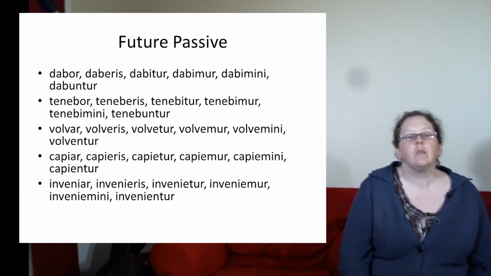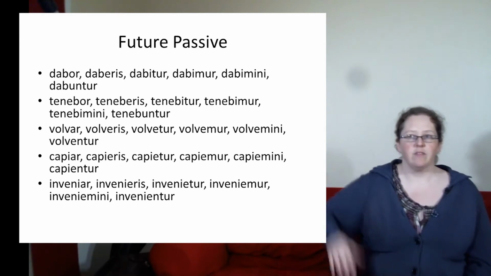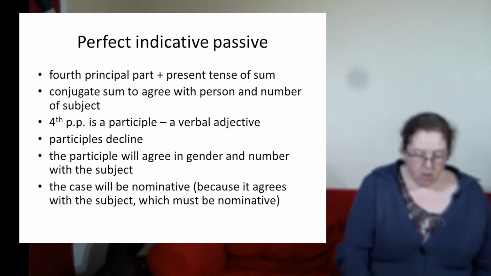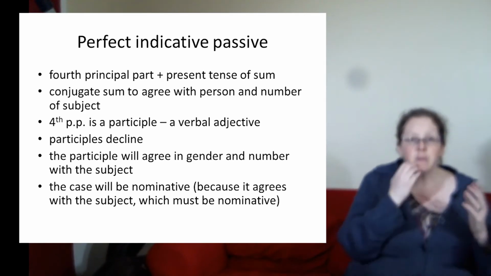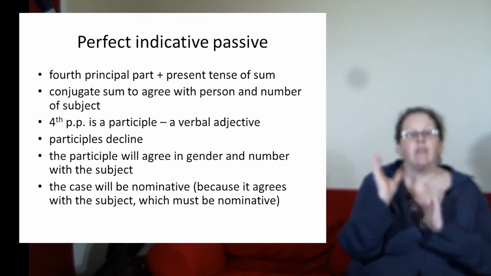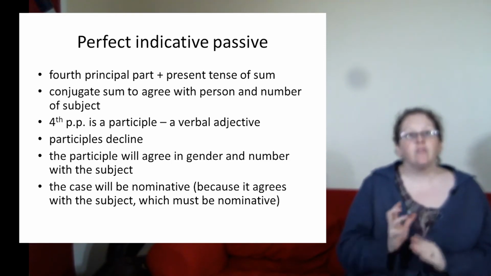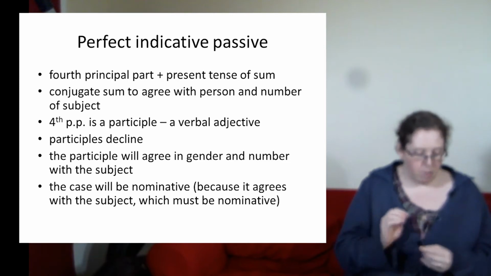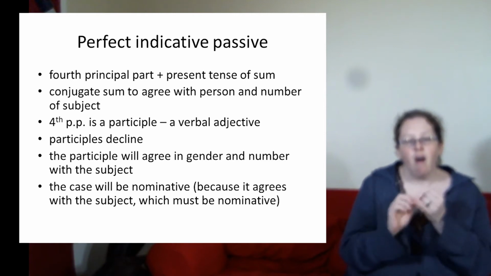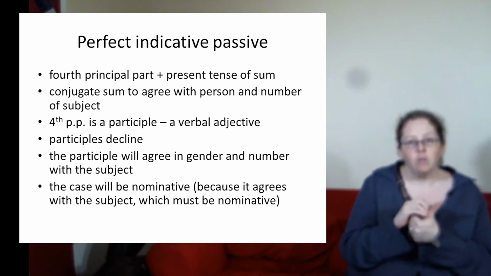All right, so let us start with the perfect indicative passive, which you can see on this slide here. The perfect indicative passive is made in this way. You take the fourth principal part and the present tense of sum. You conjugate sum to match the person and number of the subject. And person and number, that means I, you, he, she, it, we, you plural, or they.